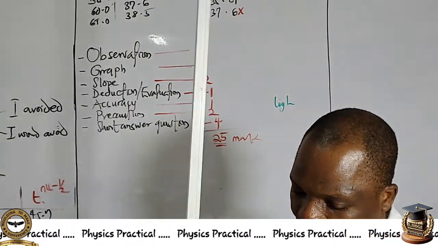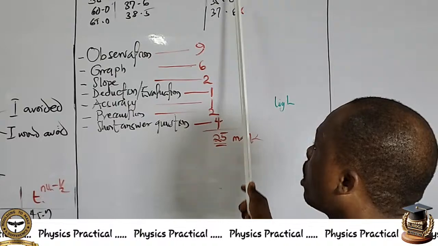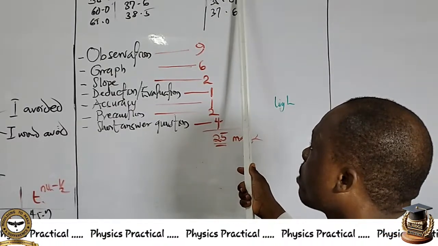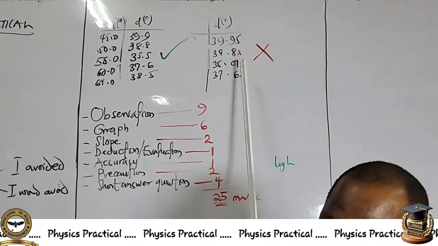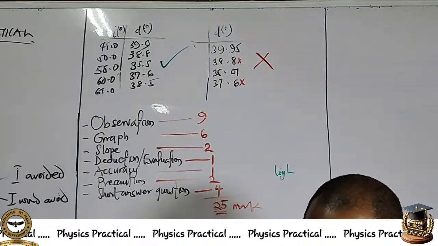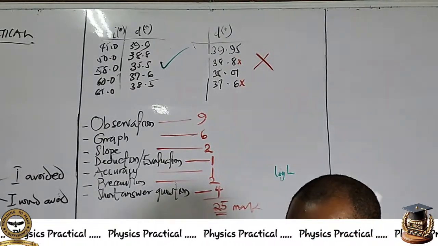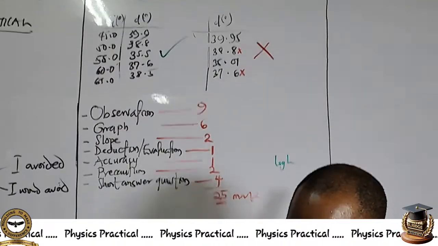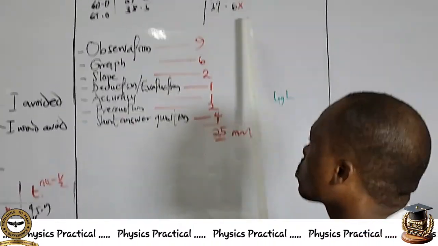So then you can see it here. That's why this is having 2 decimal places, 1 decimal place, 2 decimal places, 1 decimal place. So that's why I marked this wrong. Disregard of instruction, DI, is -1. That's loss of 1 mark.